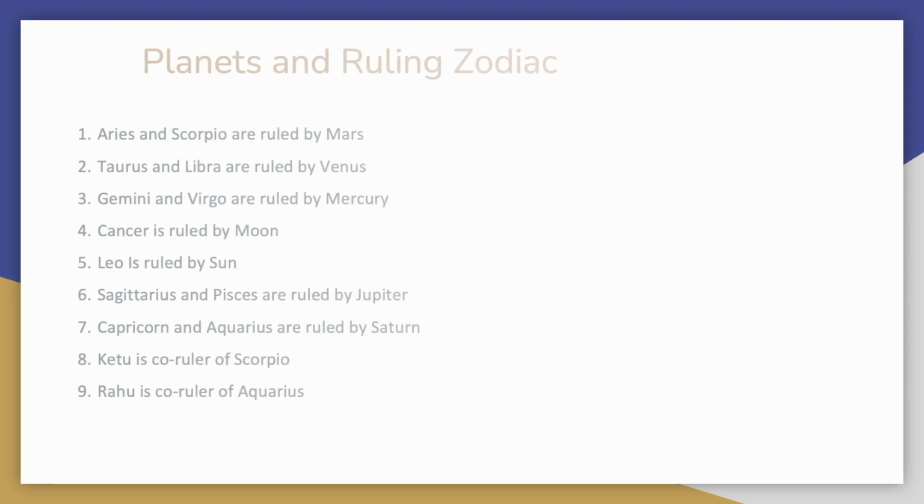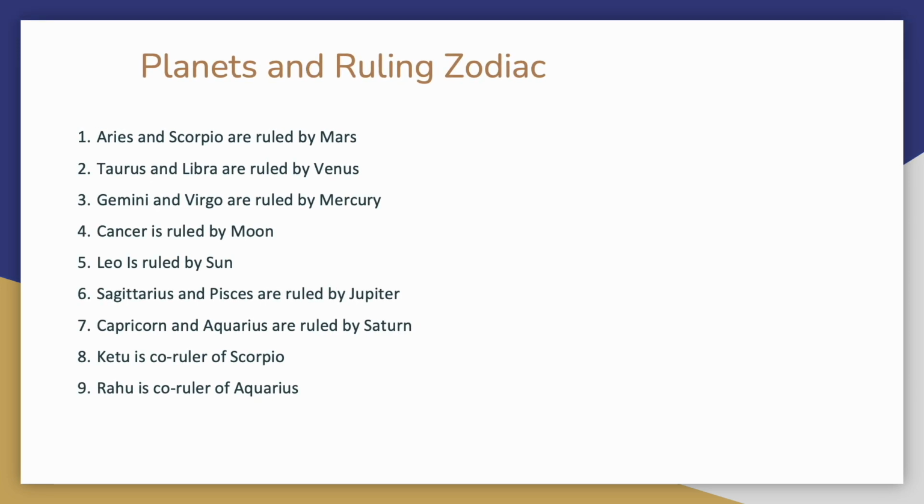Aries and Scorpio are ruled by Mars. Taurus and Libra are ruled by Venus. Gemini and Virgo are ruled by Mercury. Cancer is ruled by Moon. Leo is ruled by Sun. Then Sagittarius and Pisces are ruled by Jupiter. And lastly, Aquarius and Capricorn are ruled by Saturn.